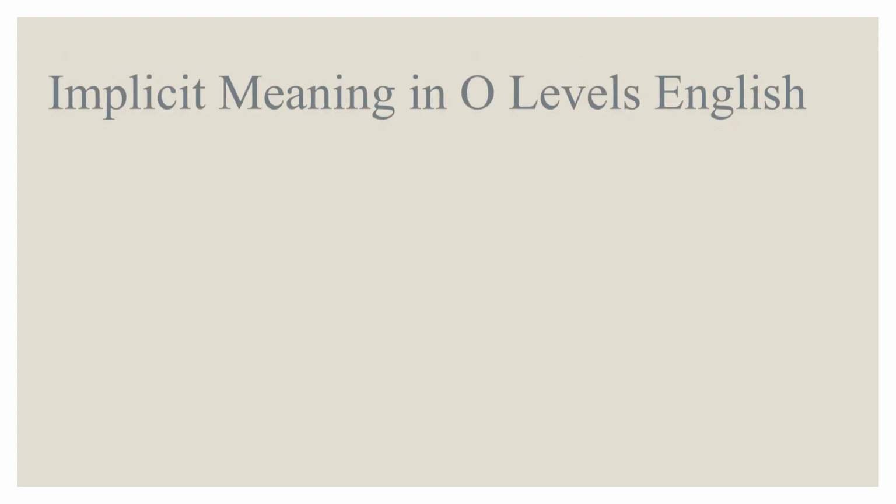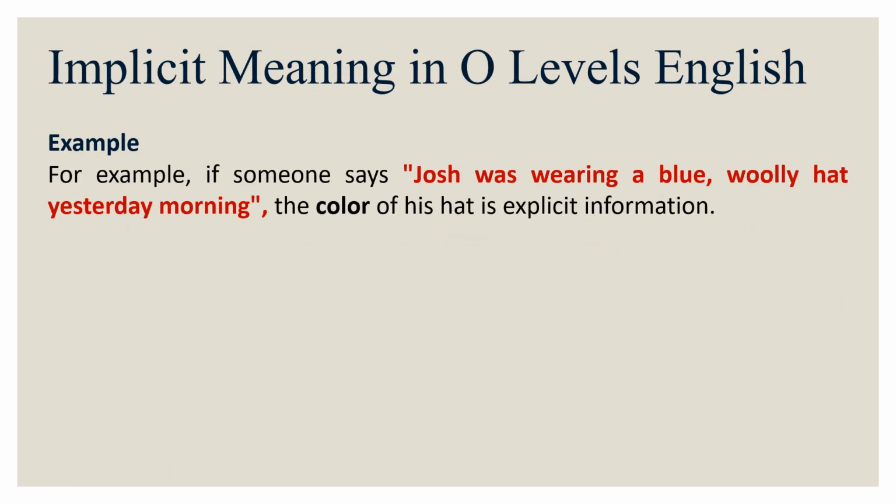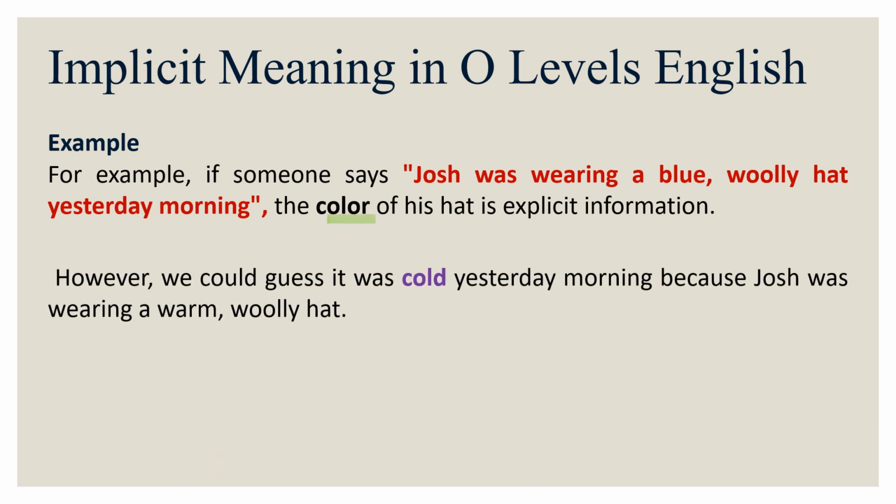Look at one more example for the implicit meaning. When I say that Josh was wearing a blue woolly hat yesterday morning, here the color of the hat is an explicit meaning because it is clearly stated here. But when we go for the deeper meaning, we may suggest the idea that it was cold yesterday. How did I come to this conclusion? I came to this idea because Josh was wearing a warm woolly hat.